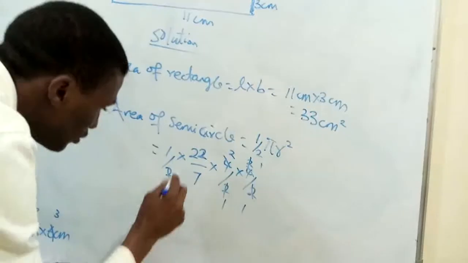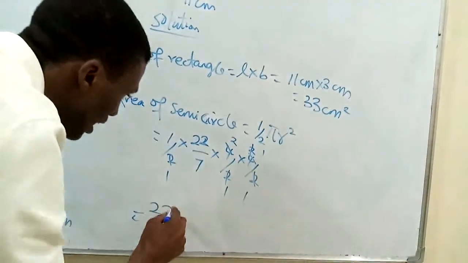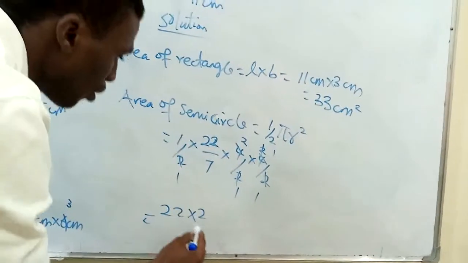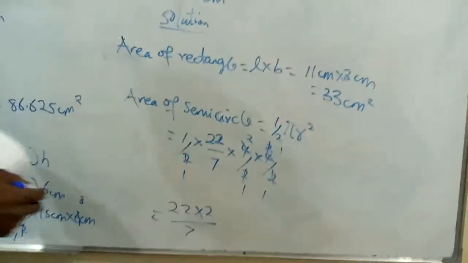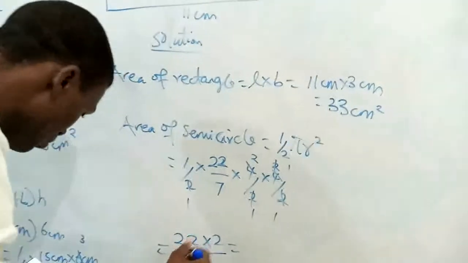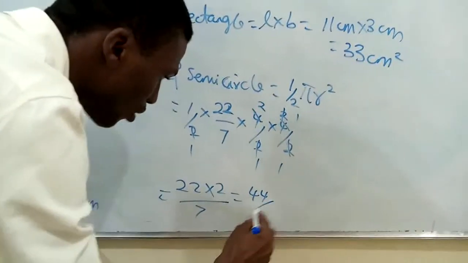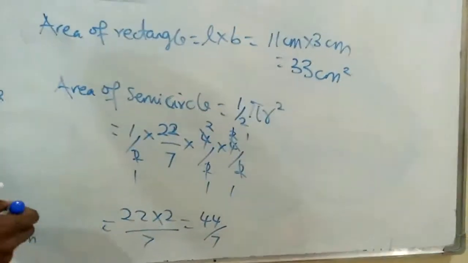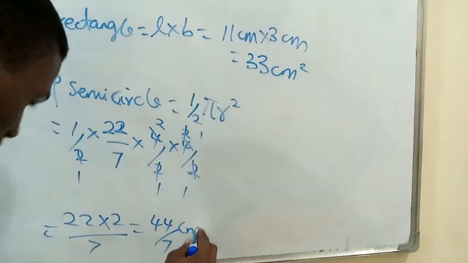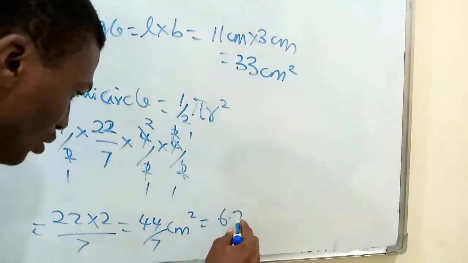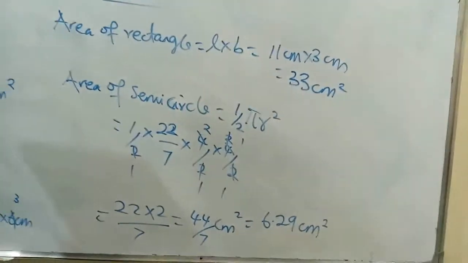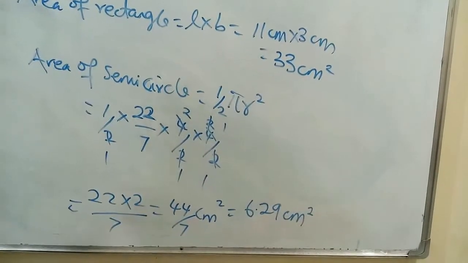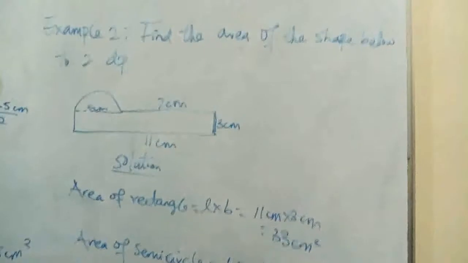So we have left 22 times 2 all over 7. 22 times 2 gives us 44 all over 7. If we divide, we'll have about 6.29 cm squared. Remember, our answer is supposed to be in 2 decimal places.